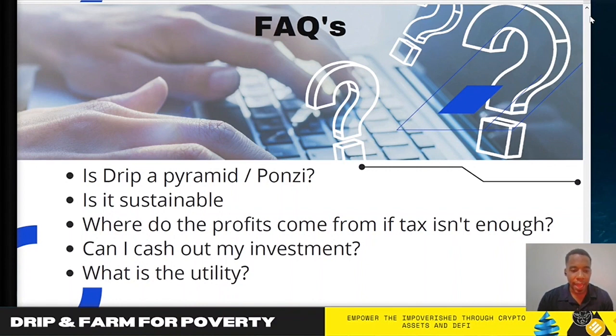And lastly, can I cash out my investment? No, you cannot. Once you put your money into the contract, it is locked and you are only paid out 1% per day. So every 24 hours, a maximum of 1% is paid out. And what is the utility? Well, the utility was covered in the previous slide about the use cases that the community is building, the casinos, the NFTs, the yield farming opportunities, and as well as the charity and contributions that are being made by others within the community.